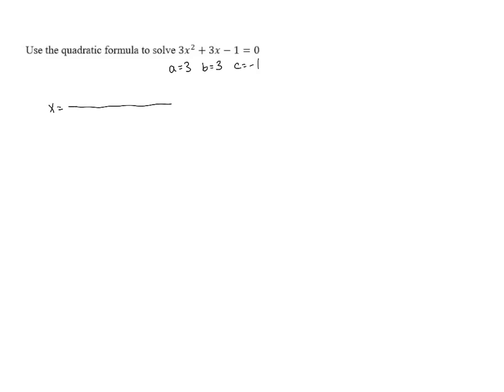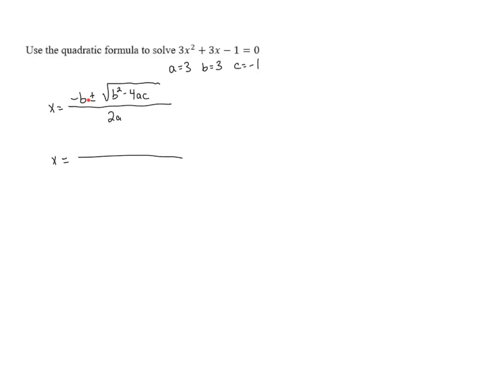which is x equals the opposite of b plus or minus the square root of b squared minus 4ac all over 2a. Let's substitute these numbers in.